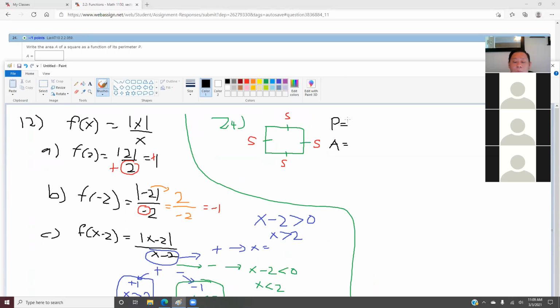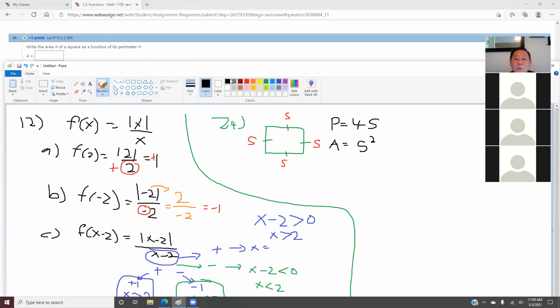S to the fourth power? No. We add them. Okay, S plus S plus S plus S. What do you get? 4S. For area, it is length times width. So what's S times S? This is a square. Yep, S squared.